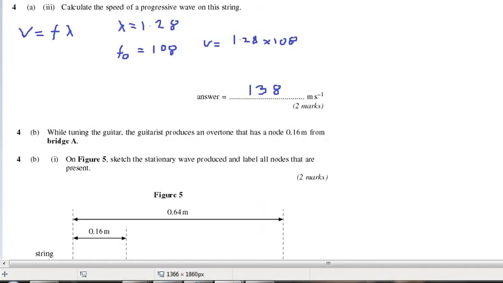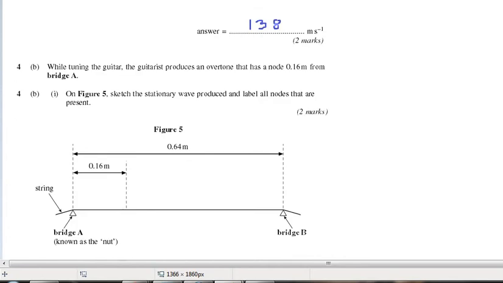Now part B is talking about tuning the guitar. And it's saying that while the guitar is being tuned, the guitarist manages to produce an overtone, and that this overtone has a node that's 0.16 meters from the bridge. So, while adjusting the tension in the string effectively, the guitarist has managed to produce a standing wave, and we know that one of the nodes is occurring at this point here.